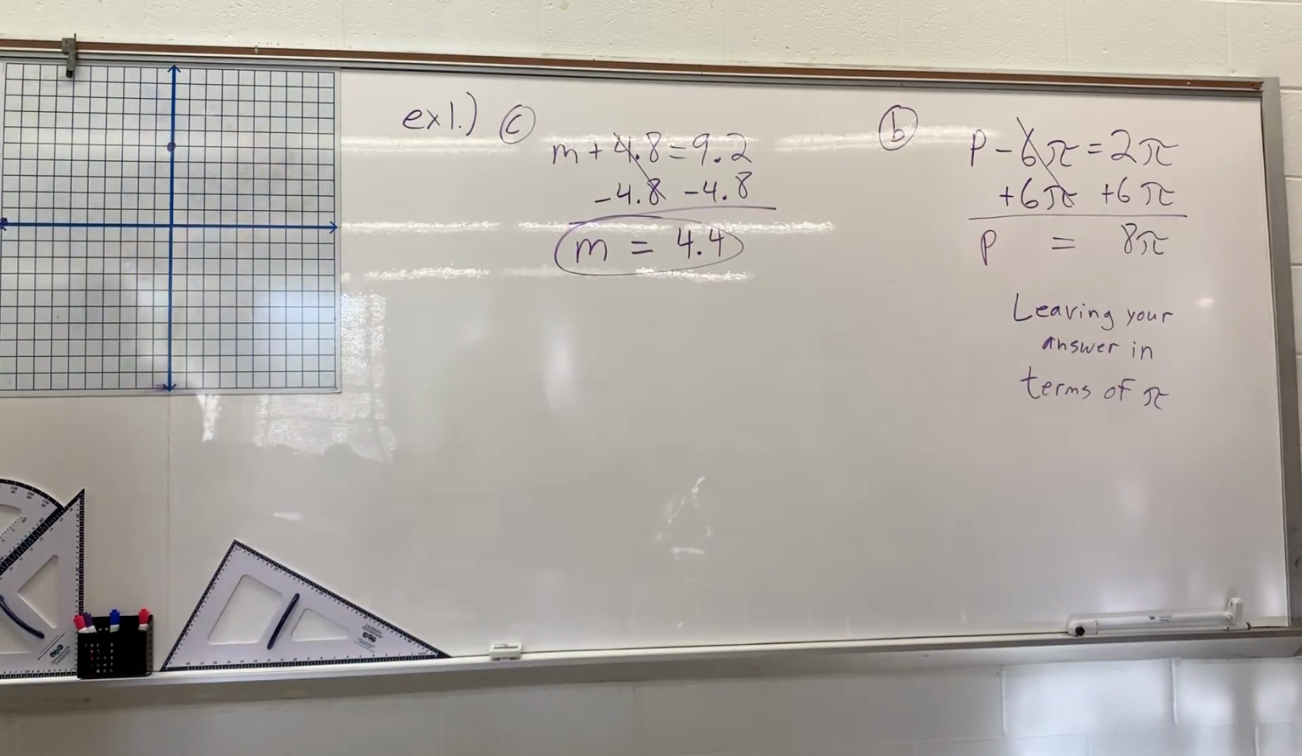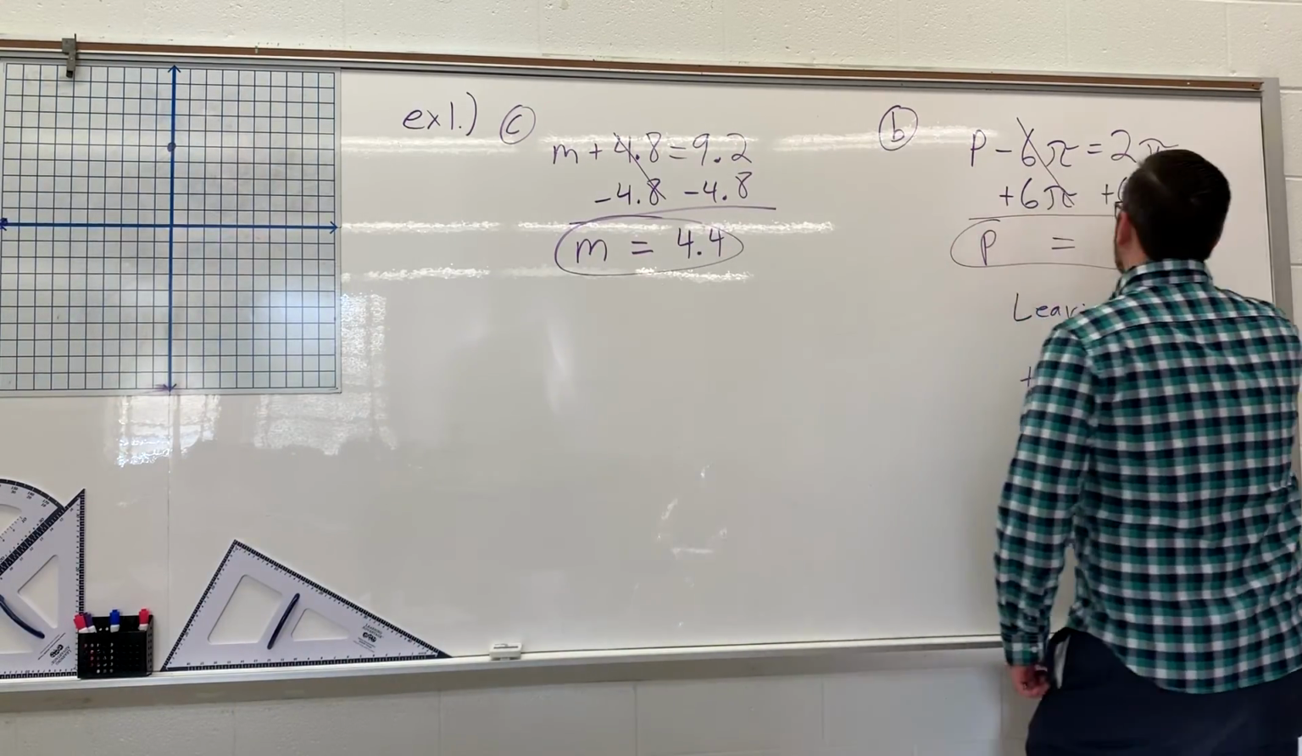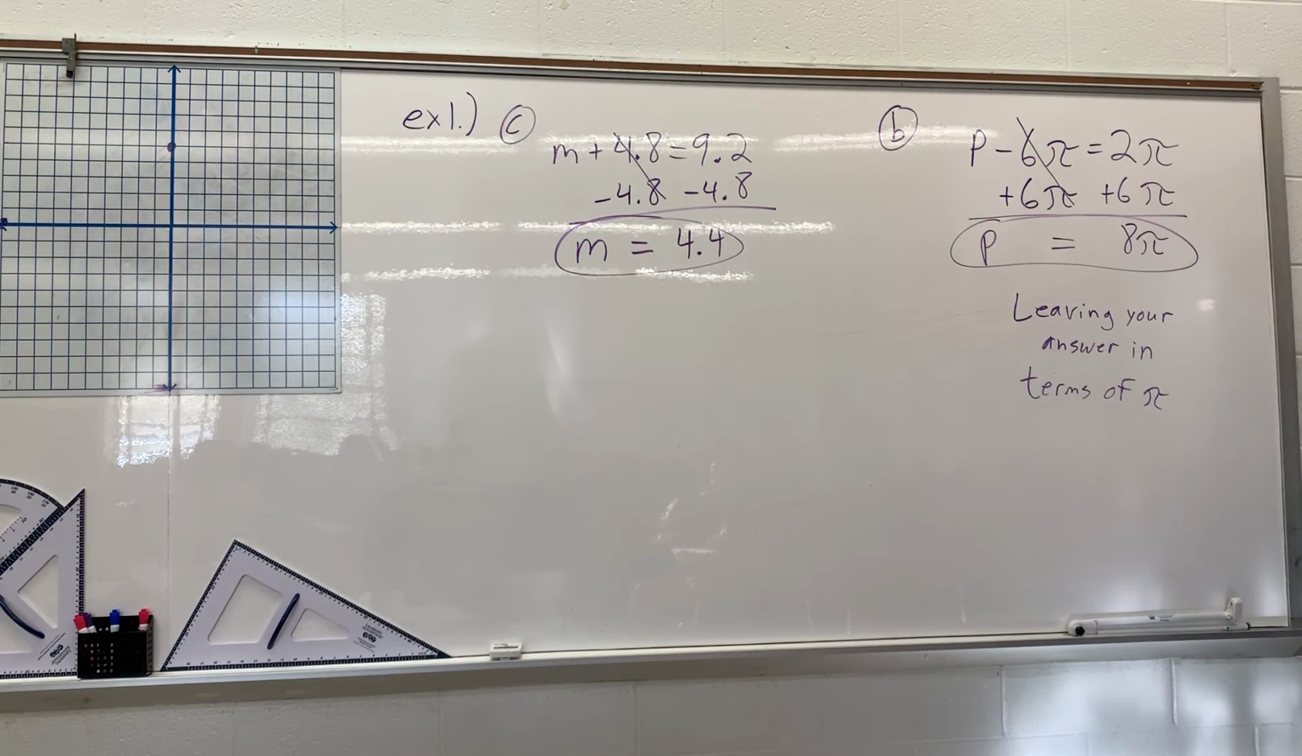So in a direction set, say you have a problem involving pi, it'll either tell you to round your answer or it'll say leave your answer in terms of pi. When it says leave your answer in terms of pi, it means leave it as a symbol, don't multiply it throughout. Okay? Now, if it said round to the nearest tenth, we would do 8 times 3.14, and we would round that to the nearest tenth. Okay? All right. Question?